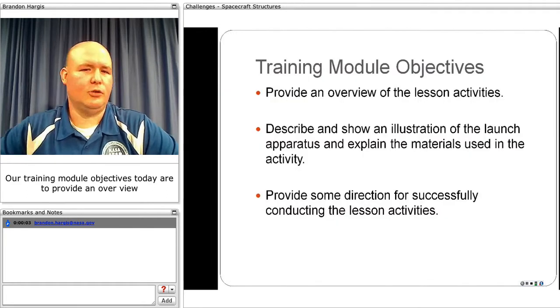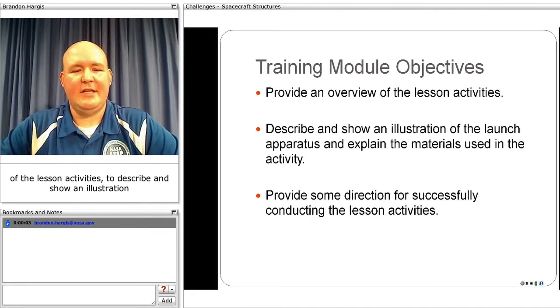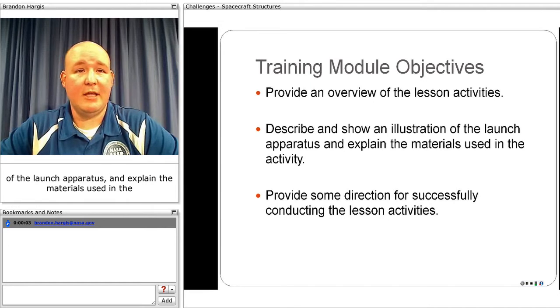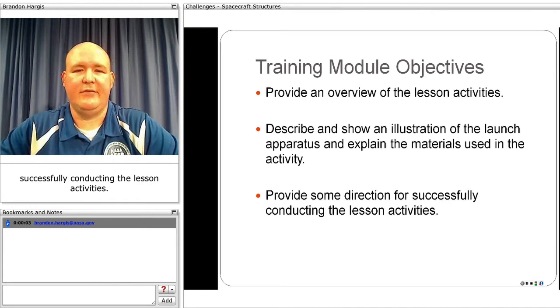Our training module objectives today are to provide an overview of the lesson activities, to describe and show an illustration of the launch apparatus, and explain the materials used in the activity. I hope to provide some direction for successfully conducting the lesson activities.